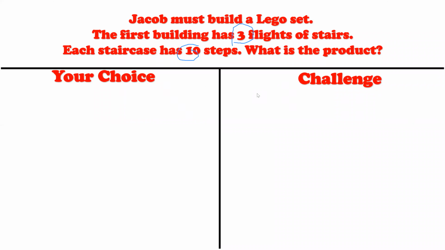So pause the video and solve the problem. What are the 2 factors in this problem and what will be the product? And make sure to challenge yourself. Awesome. So 3 times 10 is our multiplication sentence, and our product equals 30.